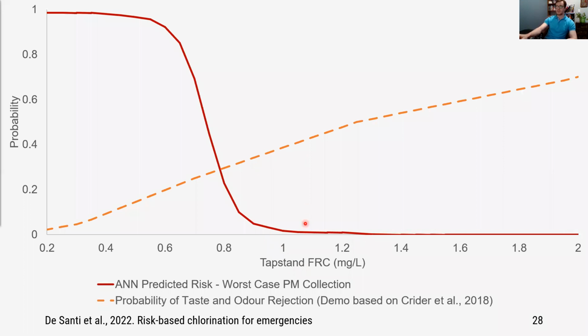So you might want to use this to establish an upper limit on tap stand FRC concentrations that you'd want to use. Or conversely, you might want to identify where the risks are about equal. And we can see that that's around 0.8 milligrams per liter. So there's a lot of ways you can use this depending on the pressures at your site. But what I just want to show is how we can look at both of these risks probabilistically and simultaneously.